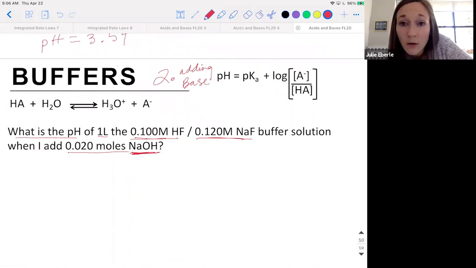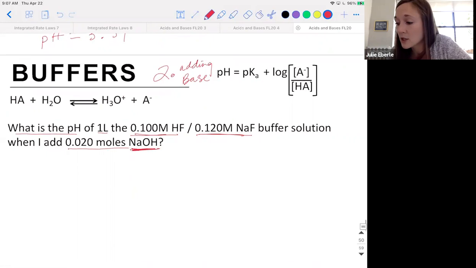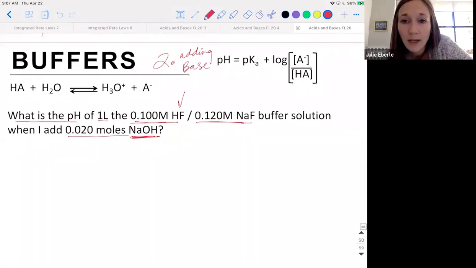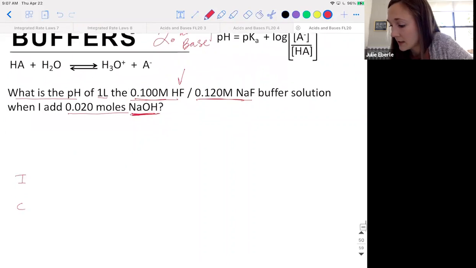What happens though, how is this affected when we add some NaOH? Remember we said that the weak acid neutralizes strong base. Acids neutralize bases. That's what we wrote earlier when we drew the buffer diagram. So the concentration of our weak acid is going to go down a little bit. It's going to get used up, neutralizing the base that we add. So here's what you got to do. Step one is you need to make what's called an ICE chart. I'm going to explain this as we go.